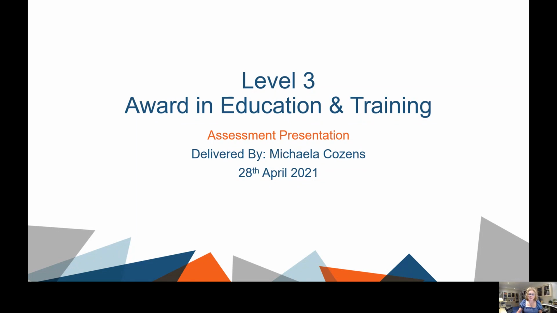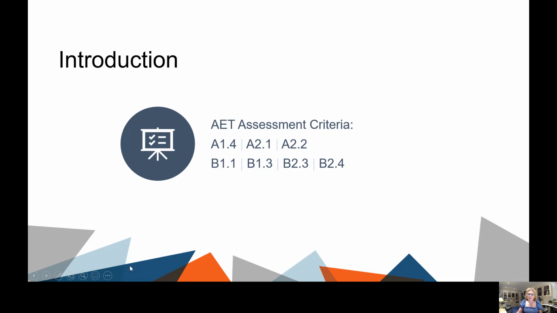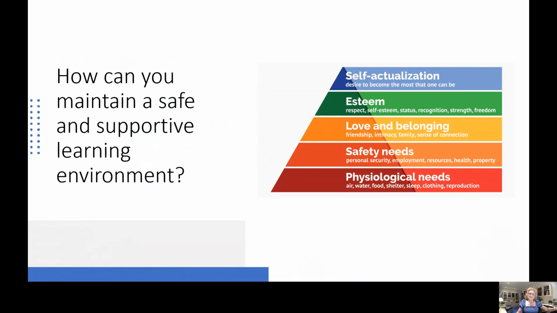And today I'm going to make a presentation for assessment number 5 of the Level 3 award in education and training. And the particular assessment criteria are A 1.4, 2.1, 2.2 and B 1.1, 1.3, 2.3 and 2.4. It will probably last about 10 to 15 minutes, and I'm just going to discuss all of the different questions posed in those assessment criteria. And the first one is, how can you maintain a safe and supportive environment for learners?